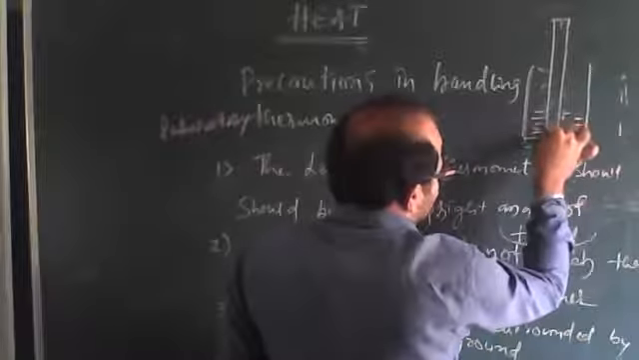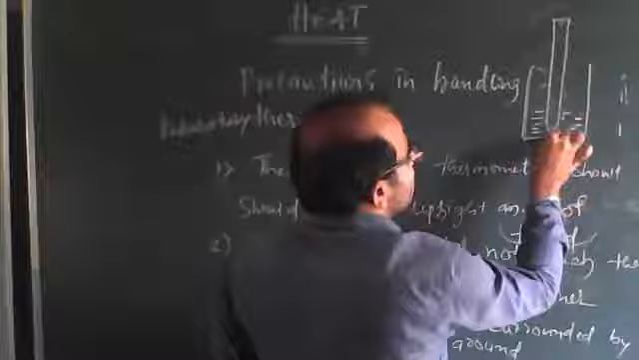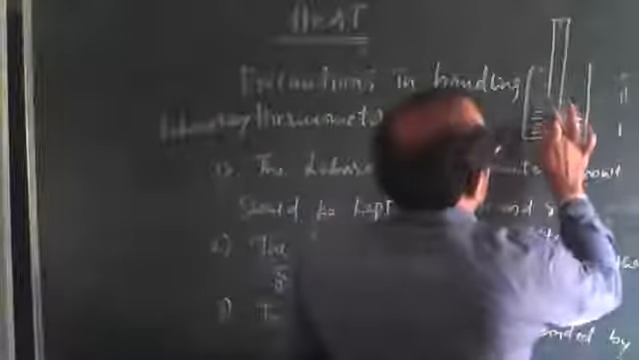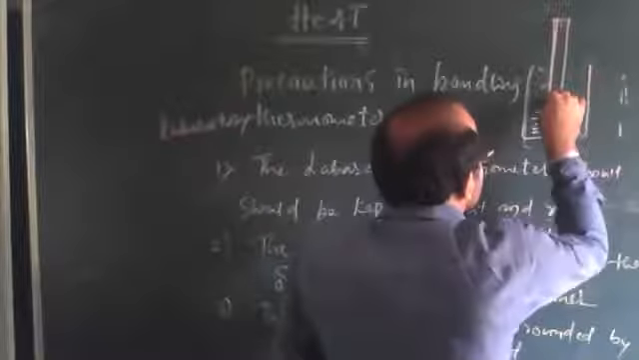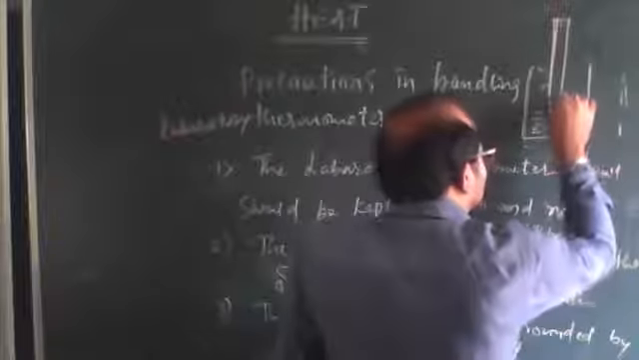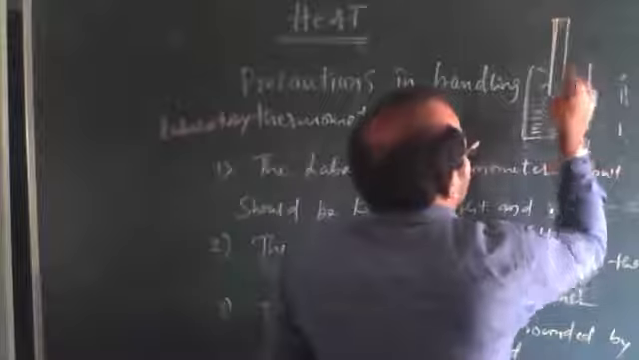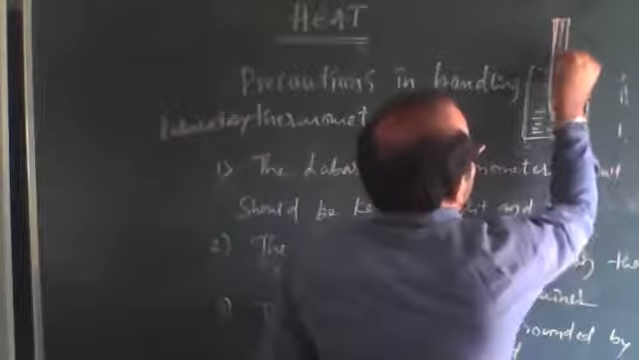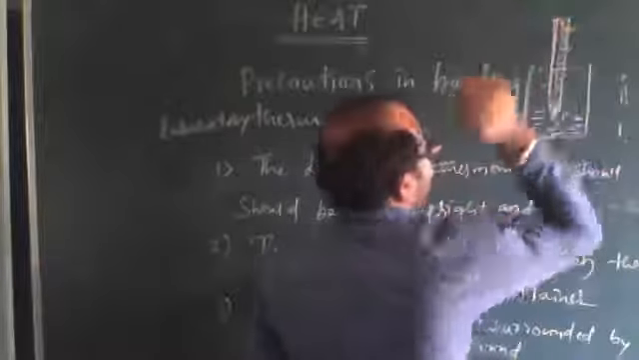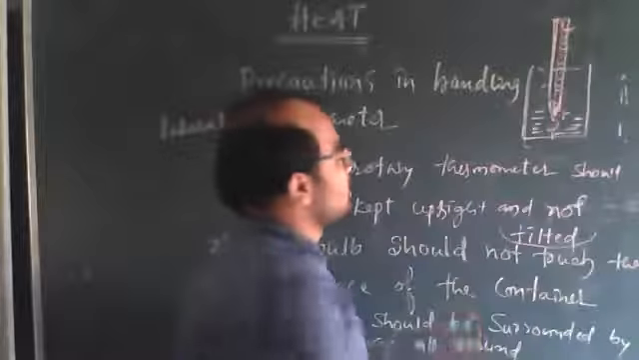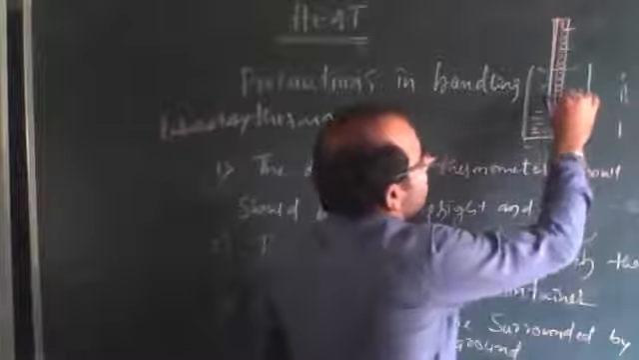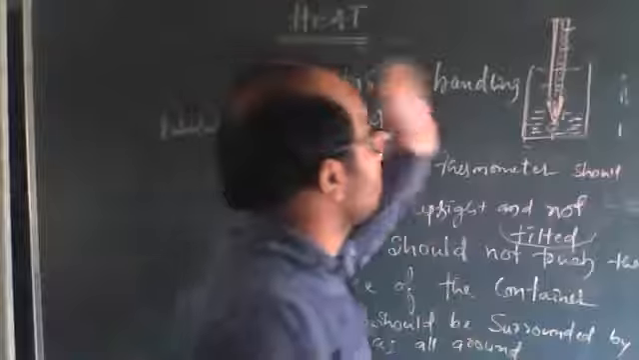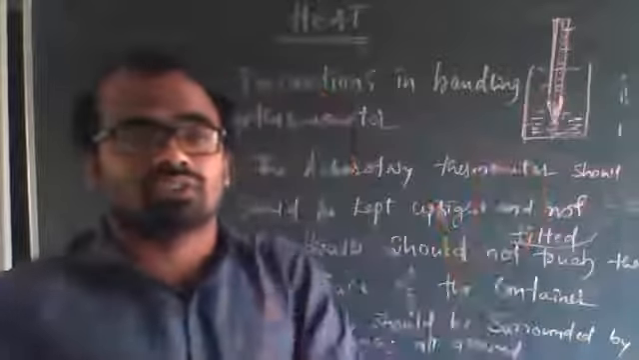if you keep the thermometer here, it is touching, this should not happen. I am drawing a rough diagram. Here it is not touching the surface, but earlier it was touching the surface. That means the laboratory thermometer should not touch the surface of the container.